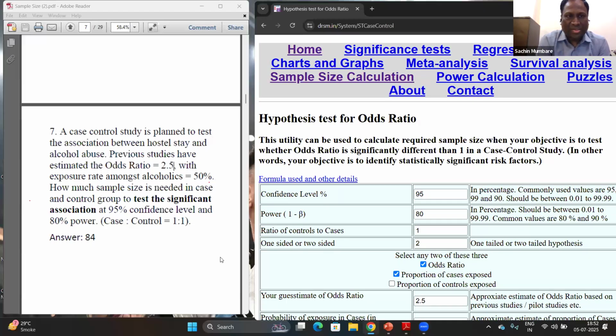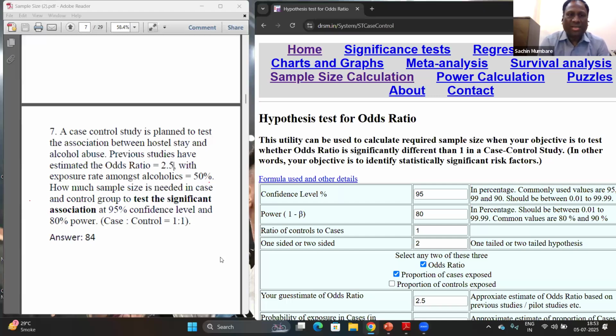Now I will ask you one question. Whenever you are conducting a case control study, there are two possible objectives. One is to estimate the odds ratio with specified precision. The other is to test whether that odds ratio is significantly different than 1, which means whether there is significant association. So in a case control study, we can have two different objectives.